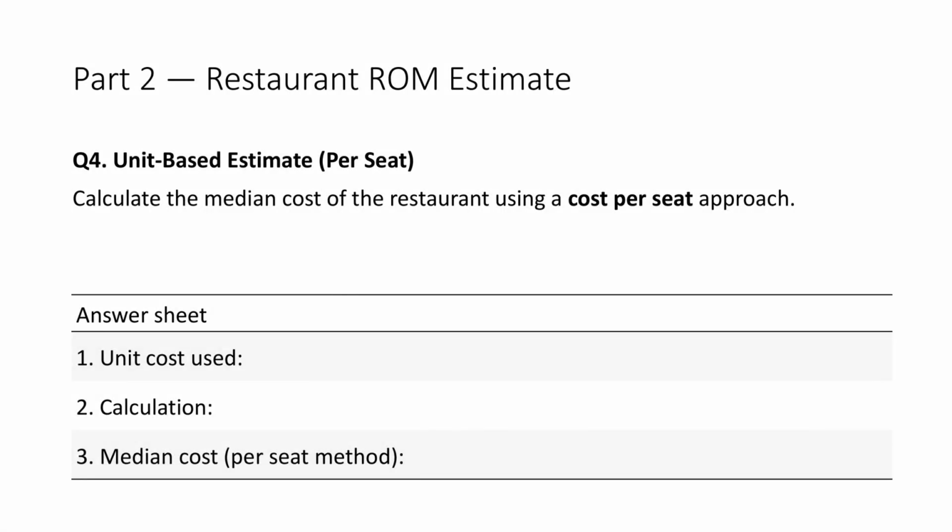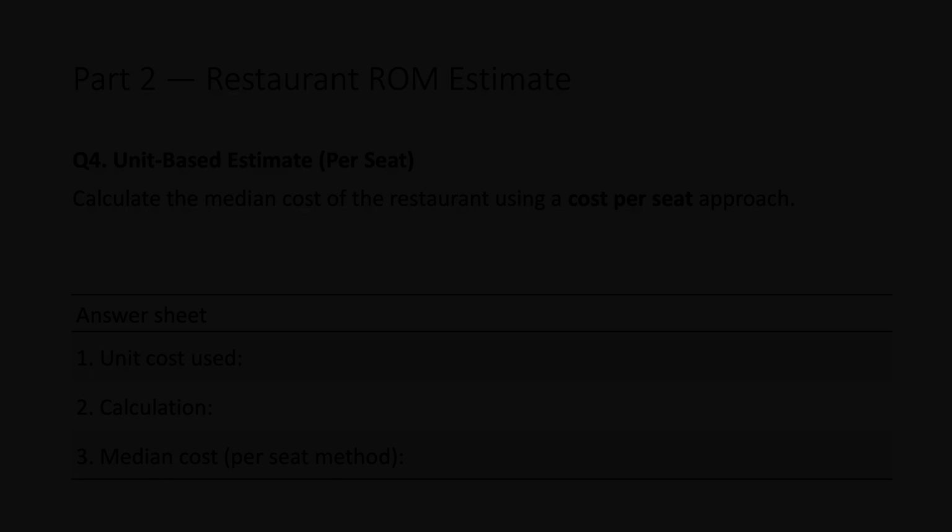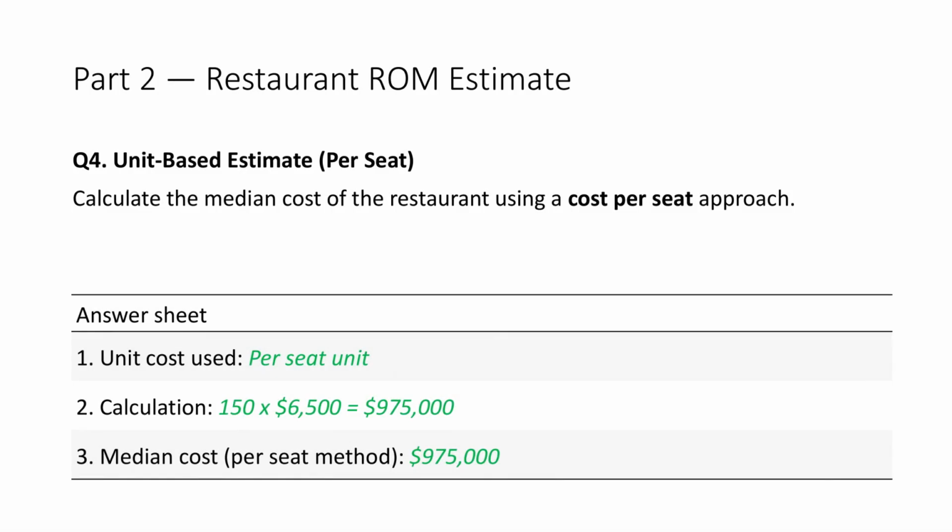Part 2. Restaurant ROM estimate. Question 4. Unit-based estimate. Calculate the median cost of the restaurant using a cost per seat approach. Using the cost per seat method, the restaurant has 150 seats and a benchmark cost of $6,500 per seat. Multiplying the two gives an estimated cost of $975,000, which represents the median ROM estimate using the per seat approach.